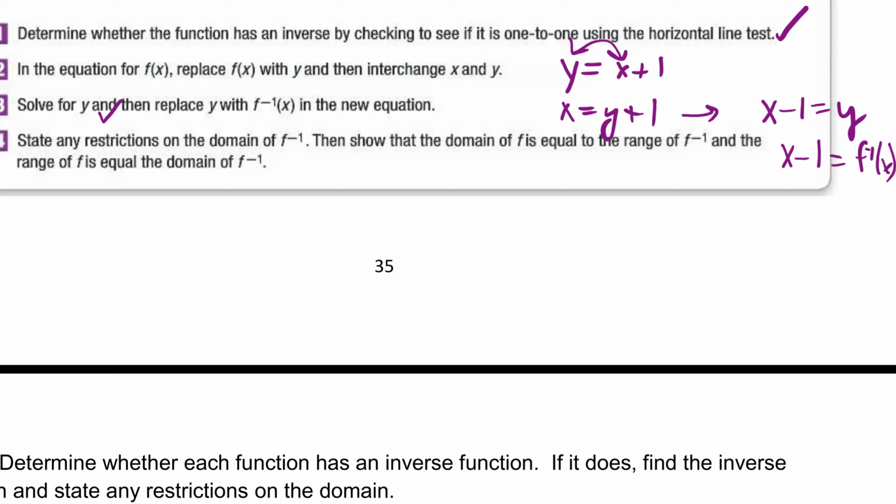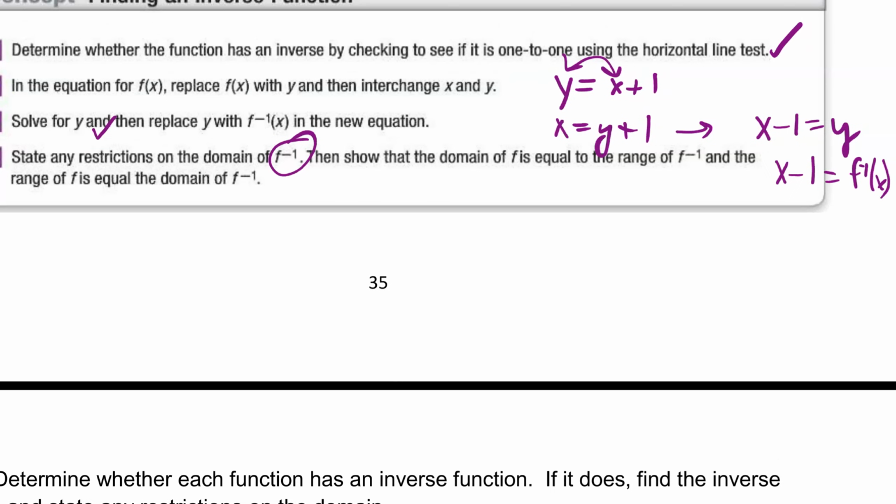All right, state any restrictions on the domain of your inverse. Then show the domain of f is equal to the range of your inverse, and the range of your original function is equal to the domain of your inverse. Okay, so in my little example, what is the domain for my original function right here? What's my domain? All real numbers. My range was all real numbers. Surprisingly, I picked a super easy problem to show you how to find an inverse. So if I'm all real numbers for both of them, the inverse will be all real numbers for both.